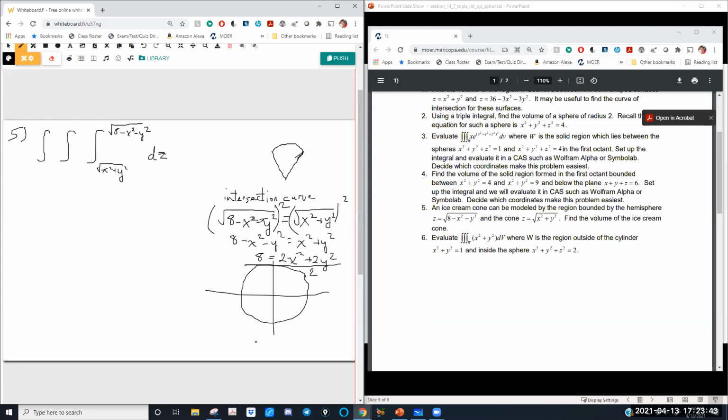Sorry about writing on top of our circle. But we get the equation for the circle here. 4 equals x squared plus y squared, which we know is a circle of radius 2. All right, remember that this is the radius squared in both our circle and spherical formula.